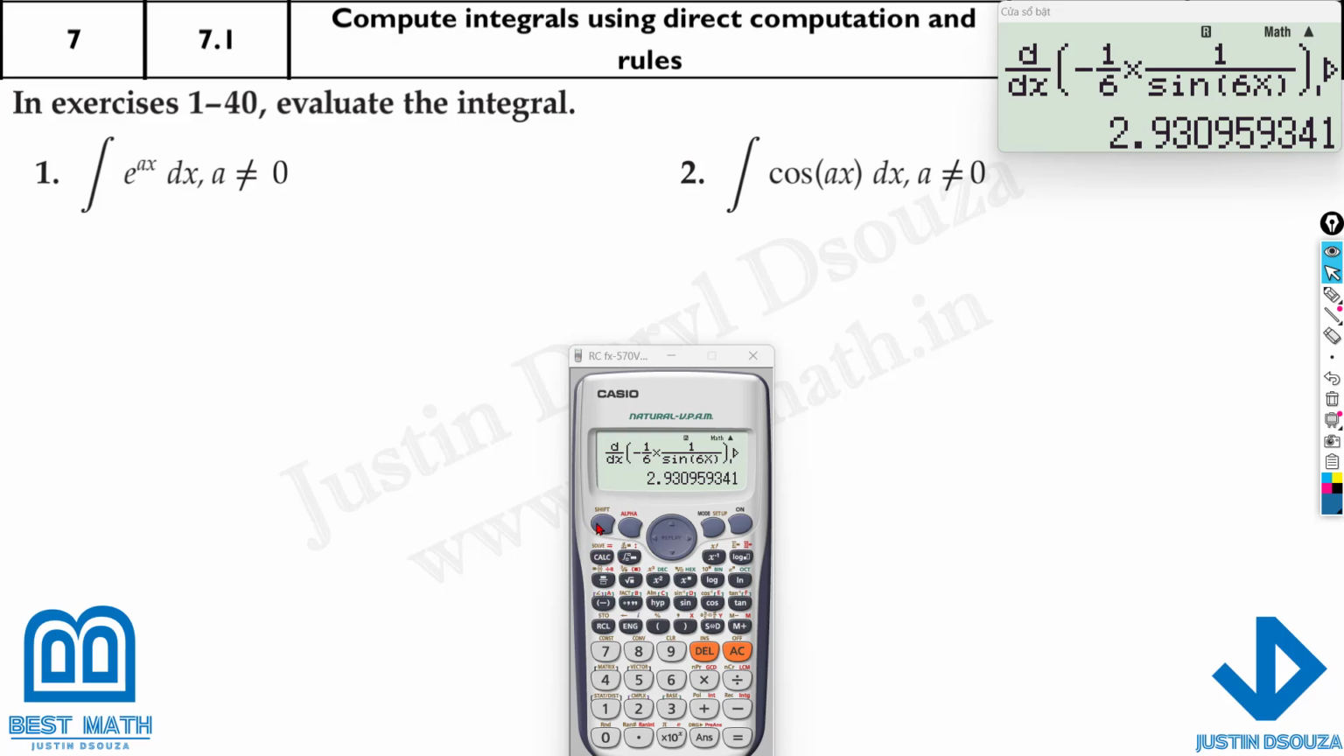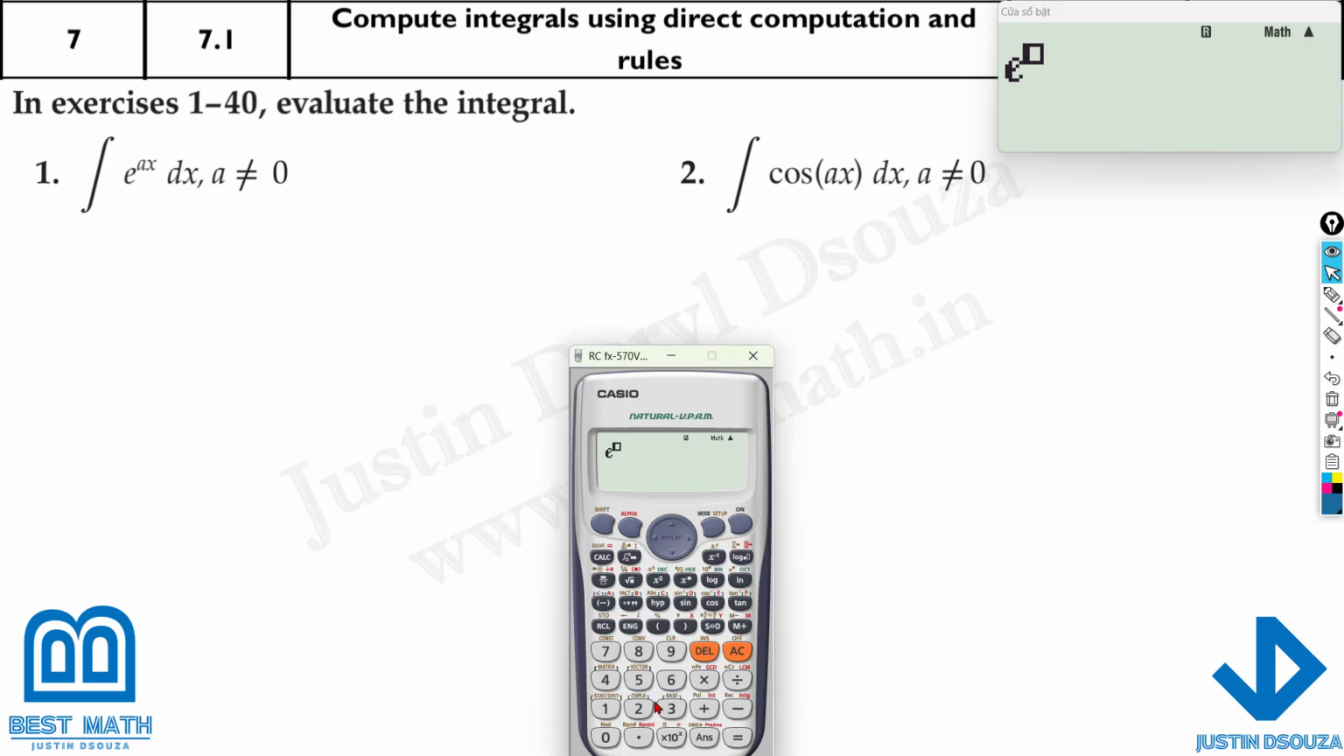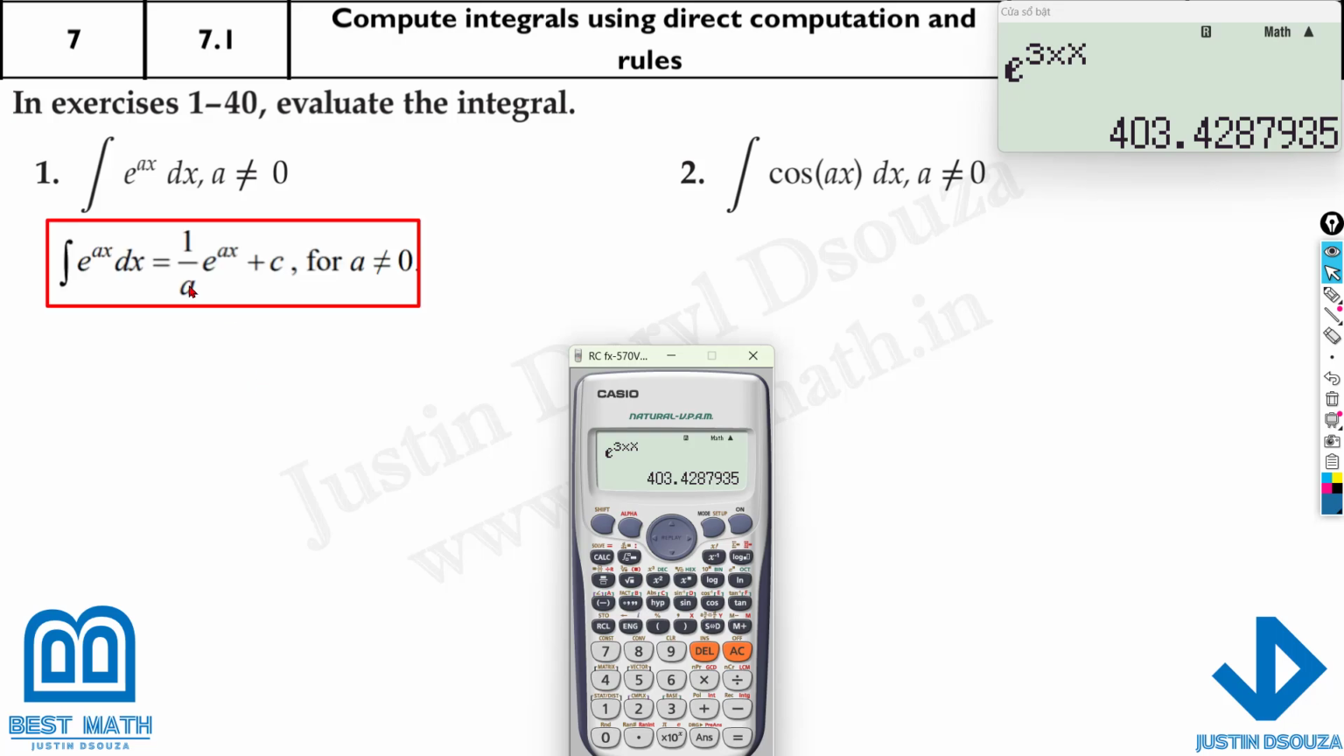I'll just do this exponential e to the power a. I'm just going to assume a as 3 and alpha x. Let me calculate it at 2. The answer is 403.43. Now you need to know the answers. Over here the answer is given, shift dy by dx. You will have 4 options. You need to try all of them and then conclude which is the correct one.